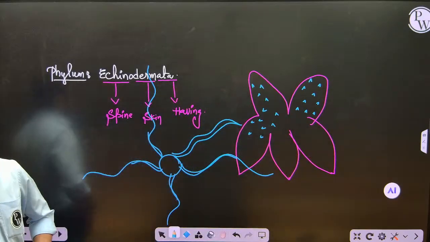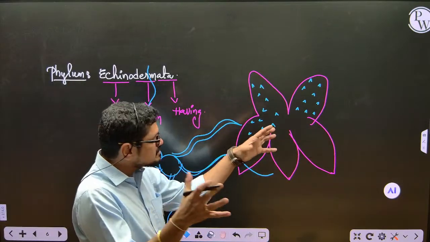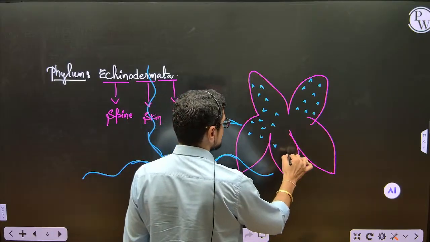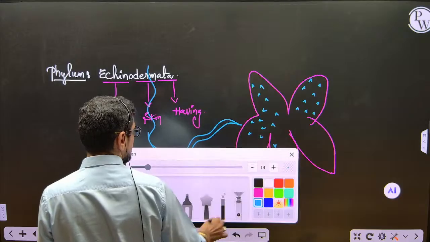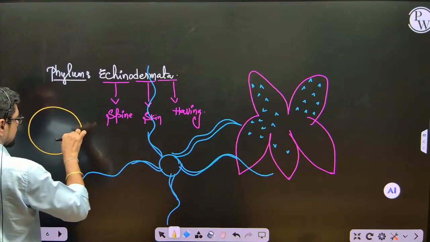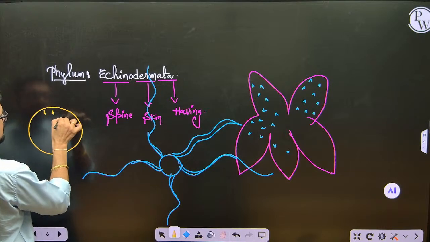Different spines are present, and the animal will move the arms also. The arms are also able to show their movement. The body is covered by spines. And I will show you another animal, how it will appear. See here, like this. And the body is covered by spines.